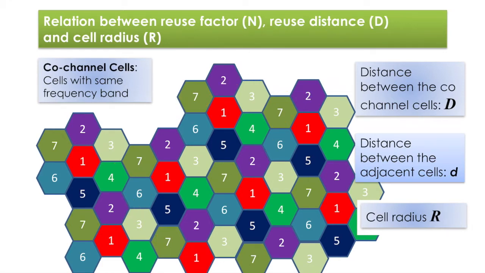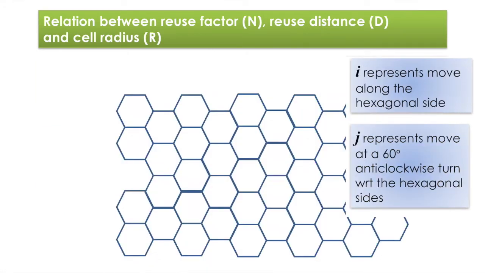Let us denote the distance between adjacent cells as small d. So the distance between these adjacent cells will be denoted as small d. The distance between this 1 and 2 will be small d. So all adjacent cell distances will be denoted by small d. Let us represent i as the move along the hexagonal sides and j as the move at a 60-degree anticlockwise turn with respect to the hexagonal sides.